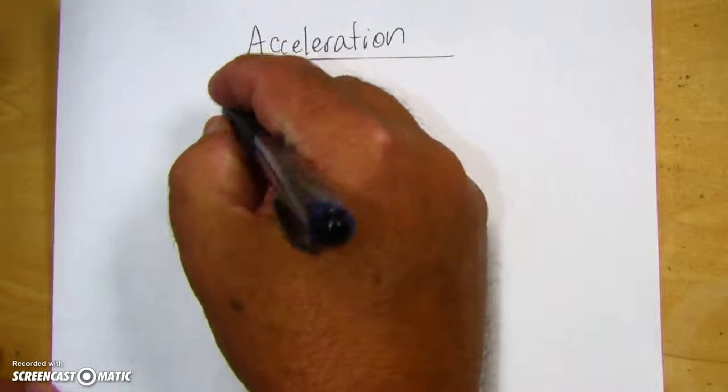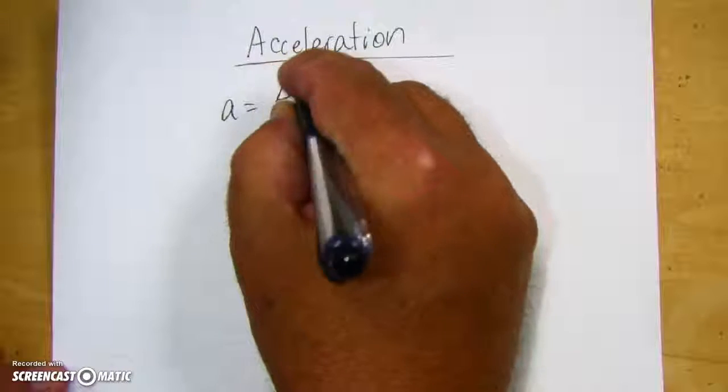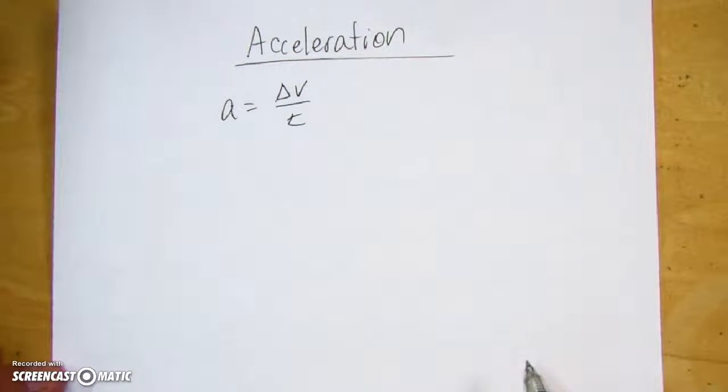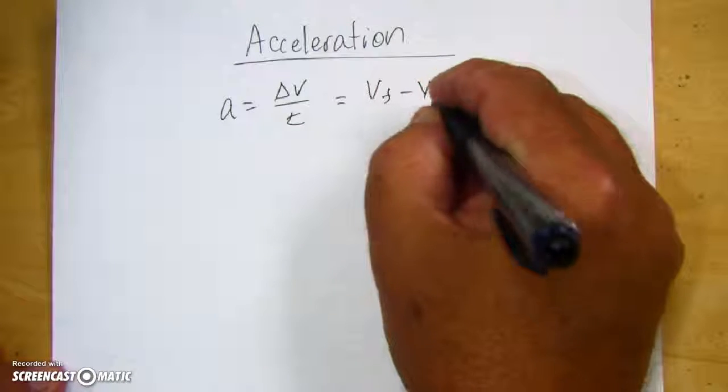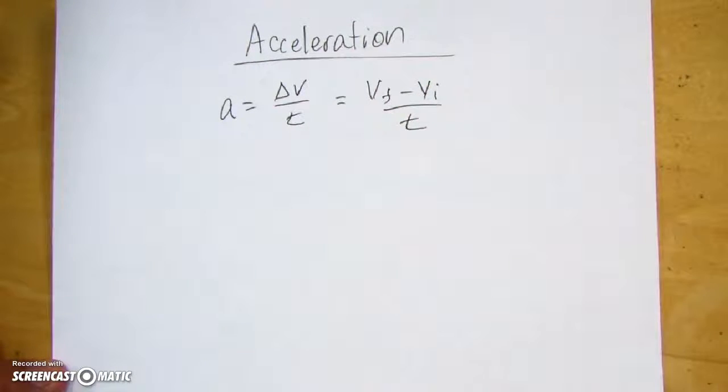Okay, let's talk about acceleration. First of all, acceleration is equal to the change in velocity divided by time. Another way of writing that is VF minus VI over T.